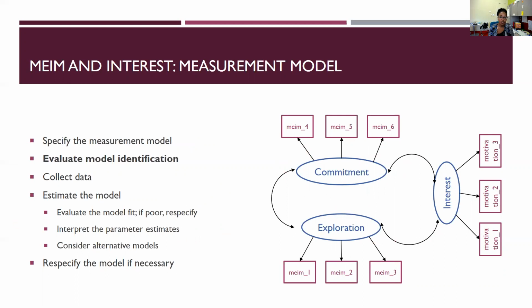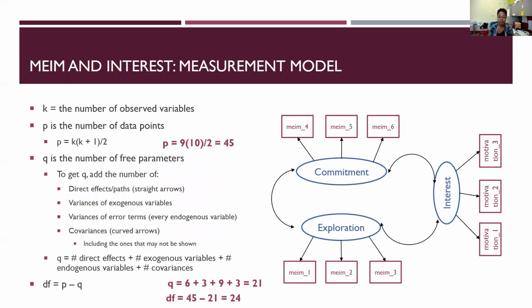So now we have to make sure this model is identified. Remember, to be identified, a model has to have 0 or more degrees of freedom, and every latent variable needs to have a scale. To get to our number of data points, we have to start with the number of observed variables. And remember, observed variables are just our squares or rectangles here, right? So there are 9 observed variables, and if we use our formula, the number of data points is going to be 45.